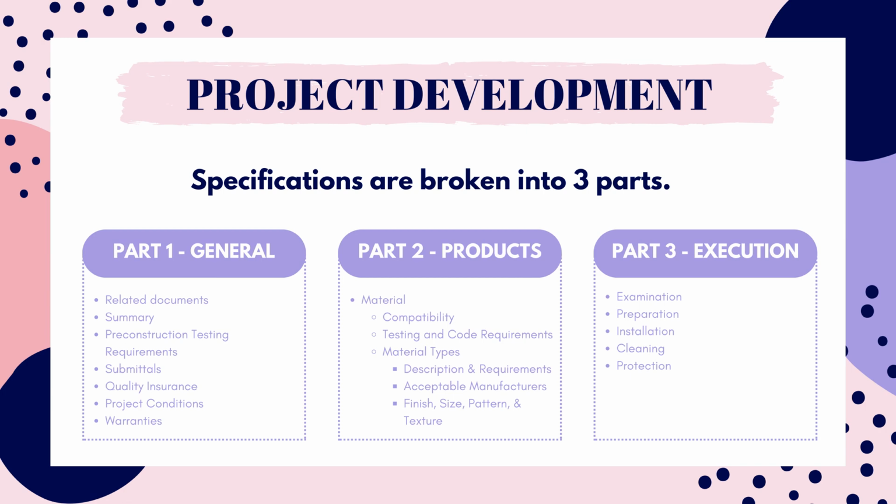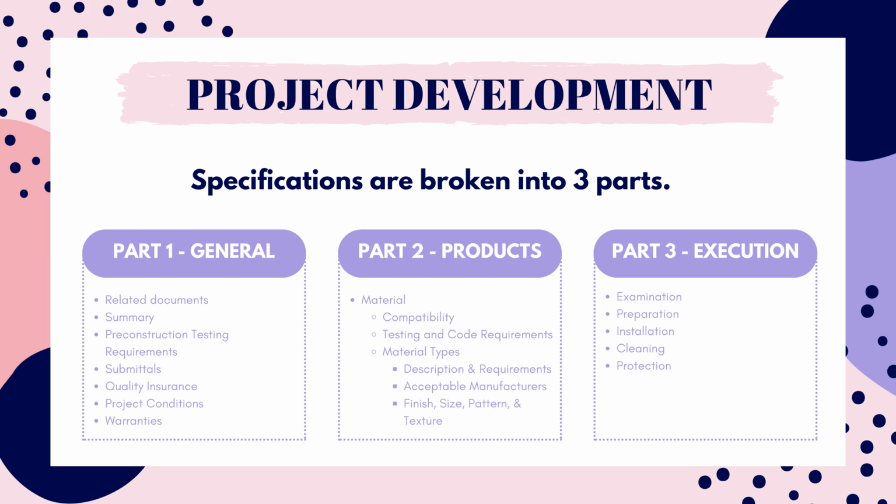Part 2, products, tells you everything you'd want to know about the material, what the material is compatible with, what tests the material needs to pass, as well as a general description with a preferred manufacturer or a list of acceptable manufacturers. It also has the qualities of the material, so finish, size, pattern, texture, or chemical properties depending on the type of material.